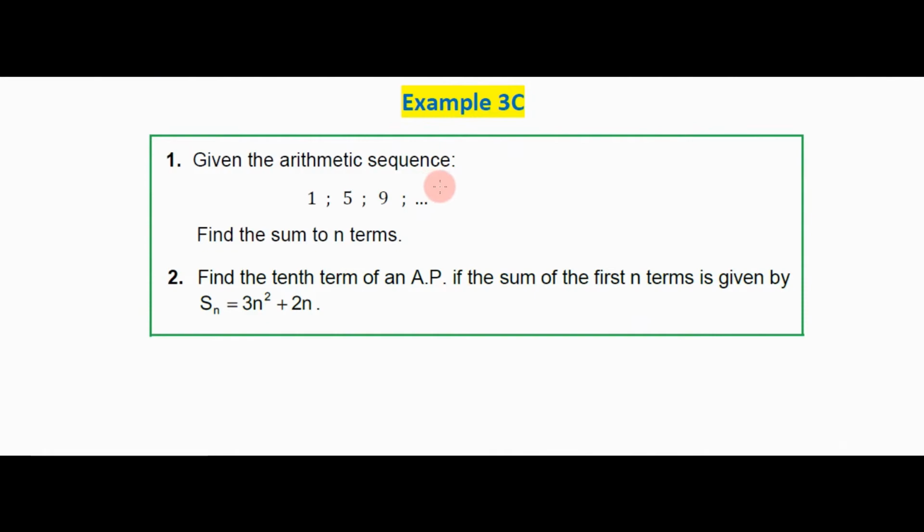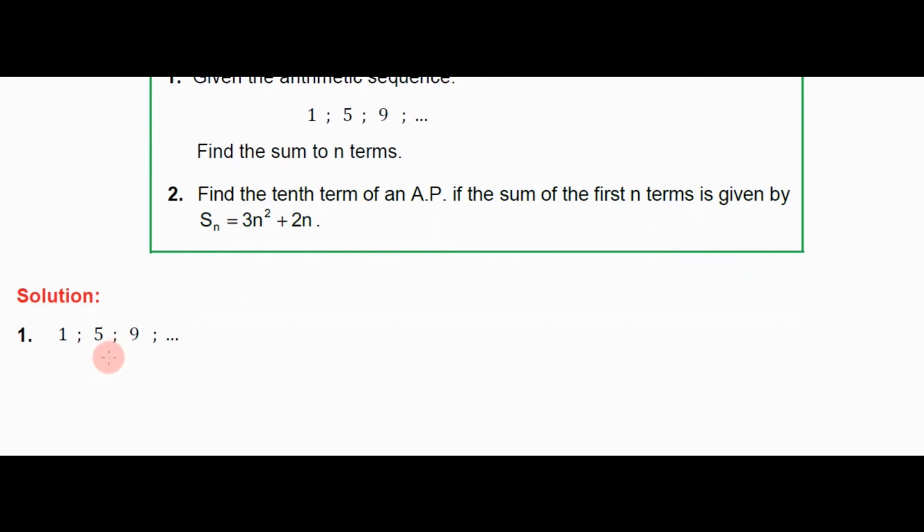In the first part of this example on the general sum, it says, given the arithmetic sequence 1, 5, 9, etc., find the sum to n terms. Now, another name for the sum to n terms is the general sum. So let's see how we can get this. We only need the values of a and d to write out the general sum. So a is the first term, and that's 1. D is the common difference, so we can take term 2 less term 1. So 5 minus 1, which is 4.